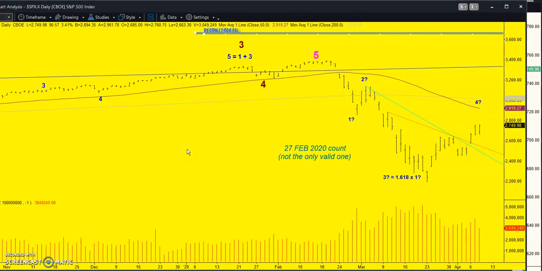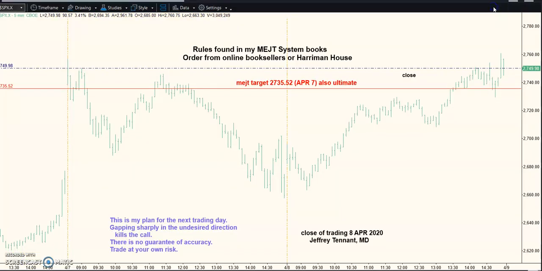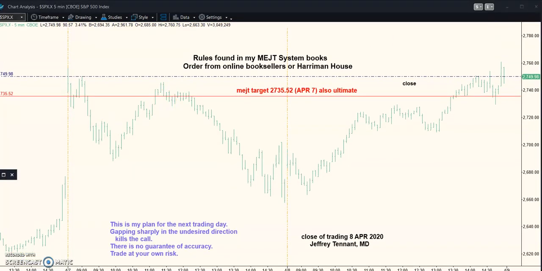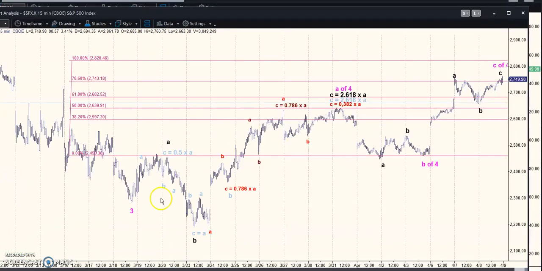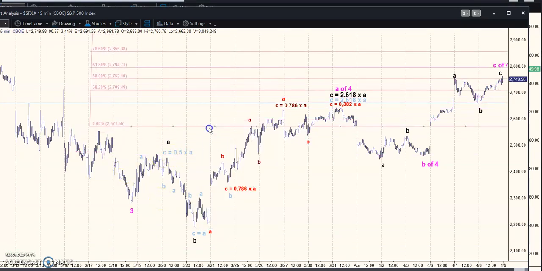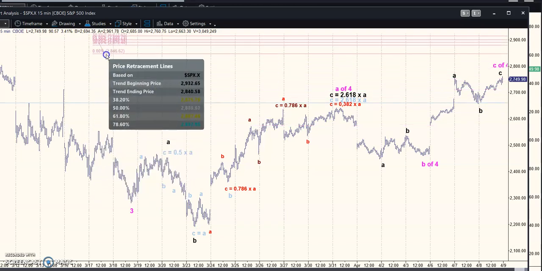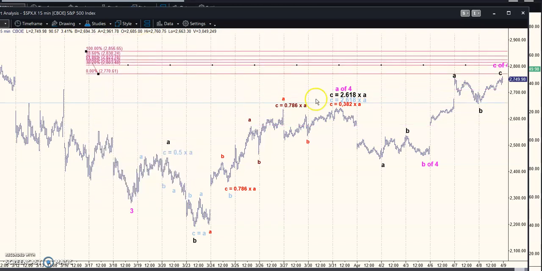Well, here's how I'm counting. It doesn't have to be the right count, but we have an A, a B, and someplace you're going to have an end to wave C. So the question then becomes, how do you count this wave? Well, I really can't count this with a guarantee of accuracy. I think there are too many ways to do it.